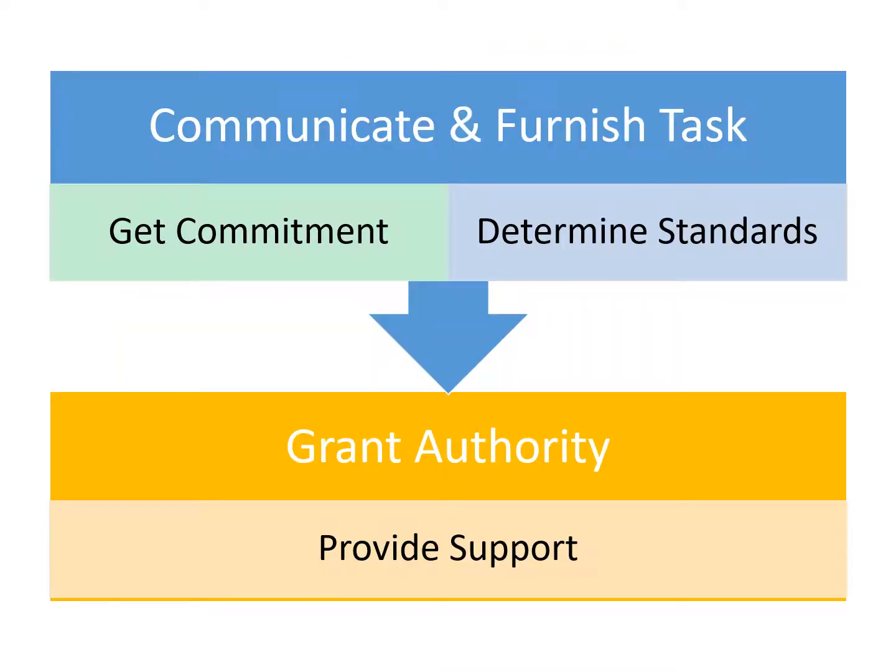So let's put it all together. Once you've communicated and furnished the task, you will get your commitment and standards. Then you will also grant your authority for the employee to complete the task, but you will also provide the support. And with that, you'll be able to efficiently allocate a task to an employee, and you'll be able to measure their success by completing the task based on the standards that everyone has agreed to.